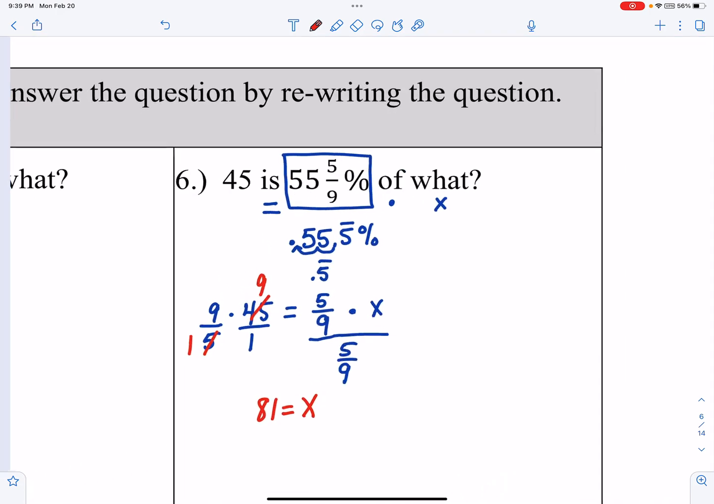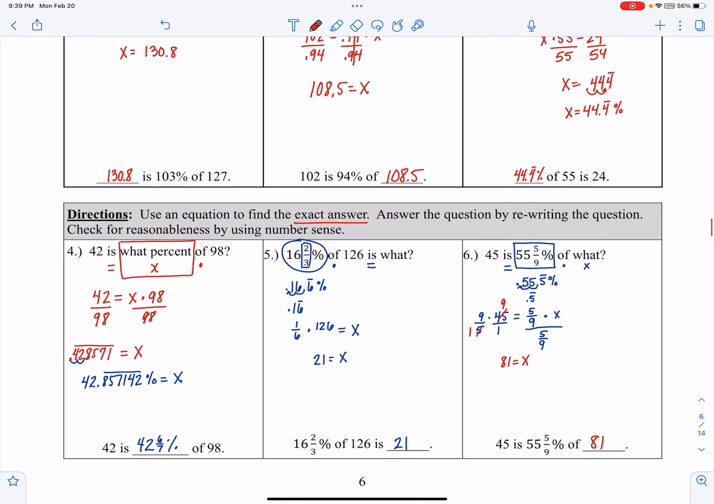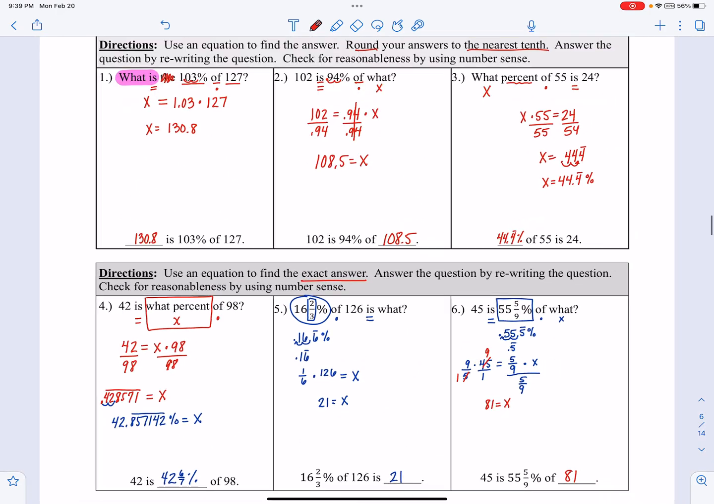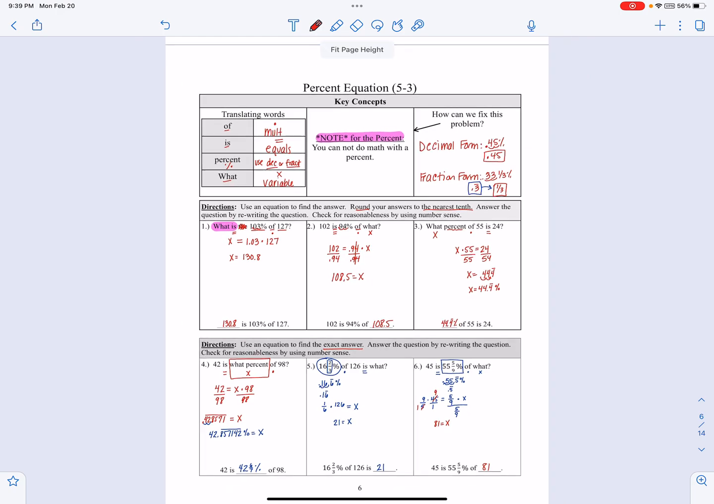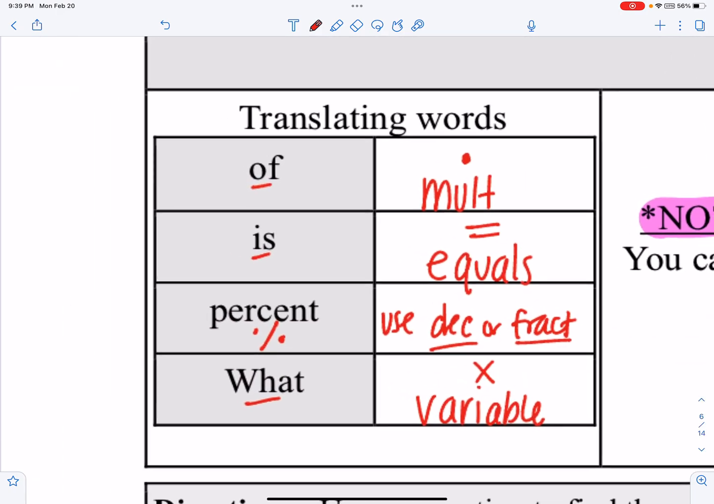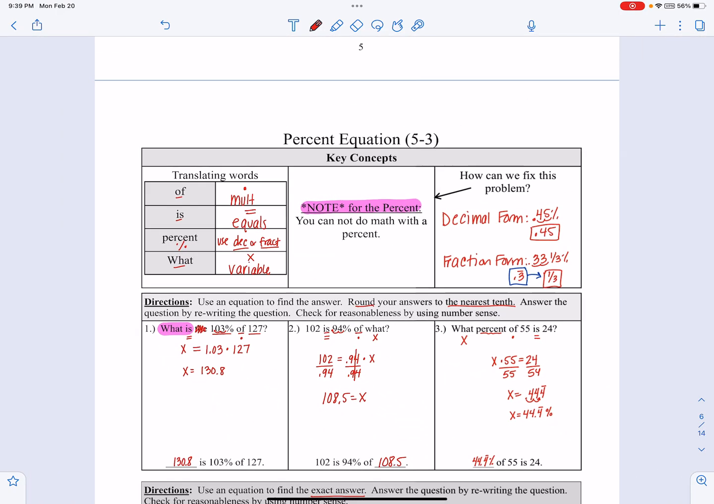All right, that is your lesson on using an equation to solve decimal problems. So really focus on those translating words. Those are the key to working this out.